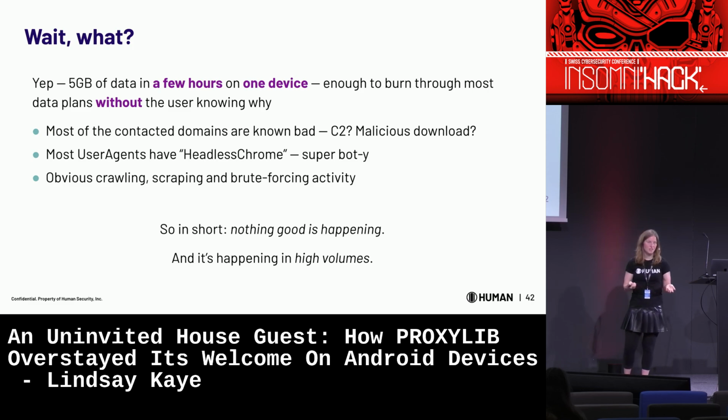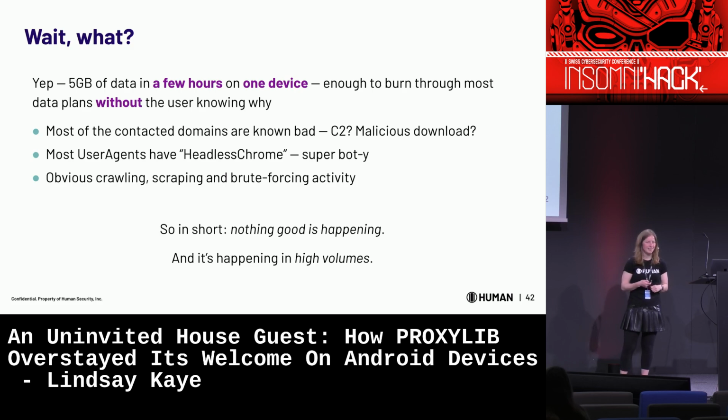So what we wanted to understand is, okay, great, now we've seen all this traffic coming through the device, but what are people using this proxy network for? Maybe it could be legitimate, benign uses, or maybe it could be threat actors, but we wanted to have some sort of scientific answer here. Looking at the majority of these contacted domains, they were known bad, things like C2s and any sort of malicious downloading. It's hard to know what they all were, because we didn't check them all, but that seemed to be the trend.